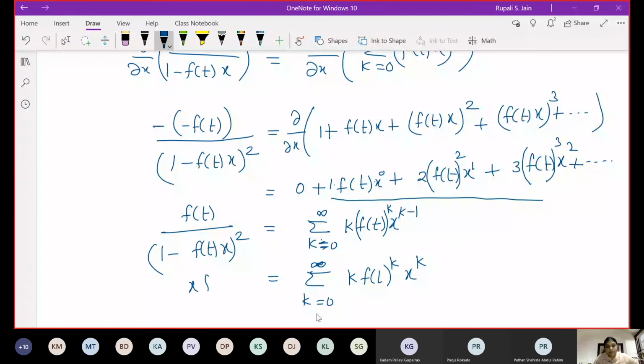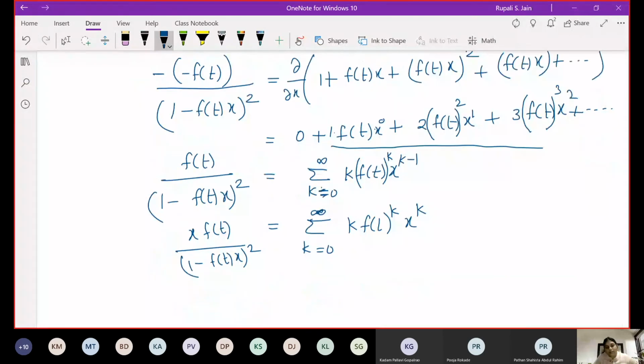Can I write like this? I want x raised to k, so I am multiplying on both sides by x. Since this summation is independent of x, I can directly take it inside. Is that okay? So now you can see here.